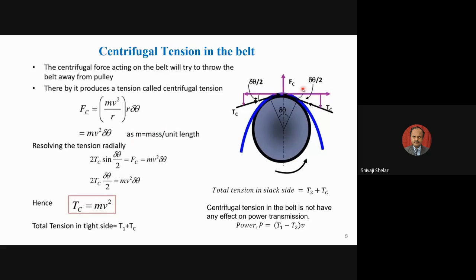Now this force, by using the tension value in the belt, can be resolved in the vertical direction. Let's say resolving these forces, writing equilibrium in the vertical direction. So that is written here, resolving the tensions in radial direction.